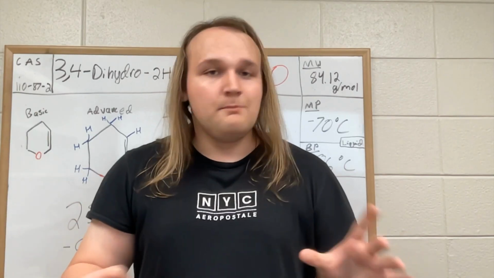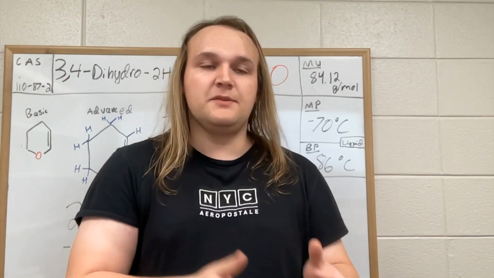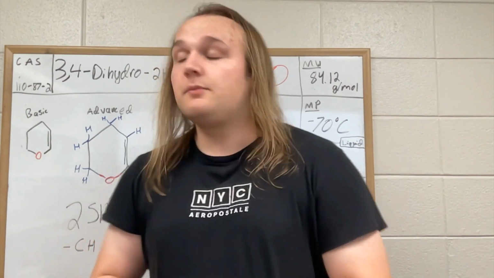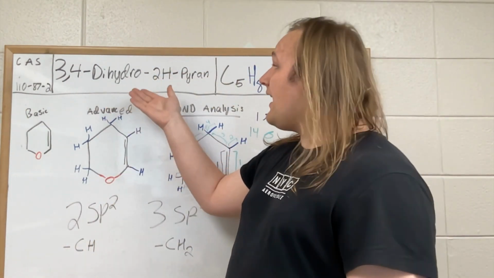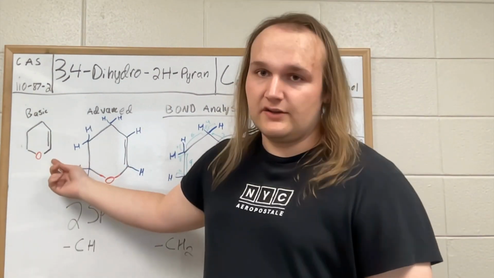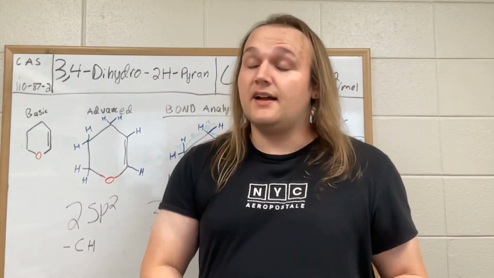All right, so before we get into building the model of what this molecule actually looks like, let's take a look at how it looks structurally. The molecule in question is 3,4-dihydro-2H-pyran, which is a long name for a molecule that actually looks like this in a simple basic line diagram.